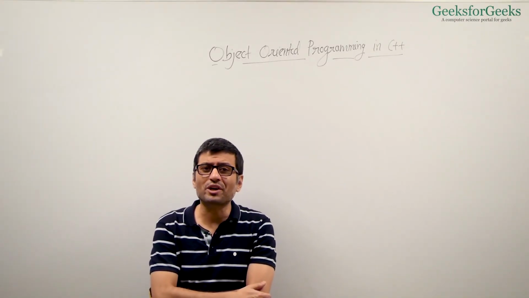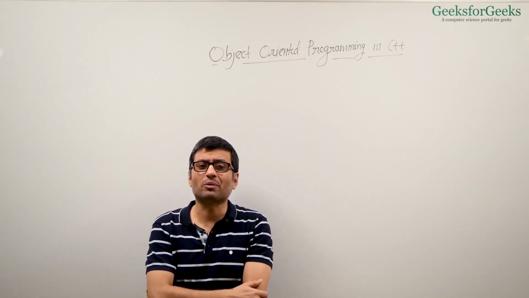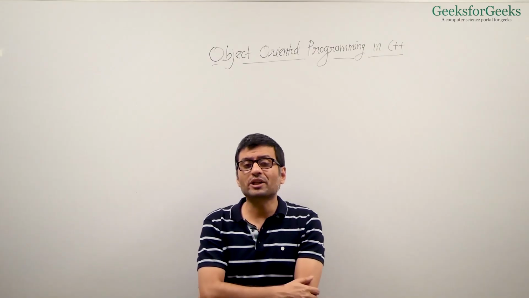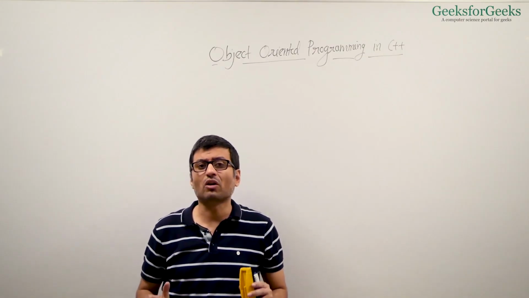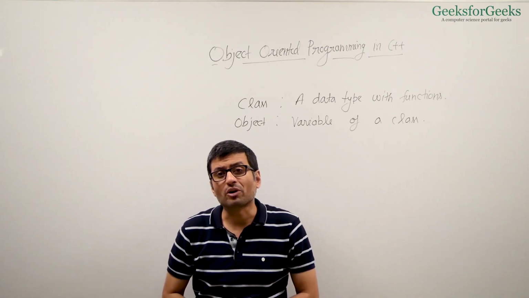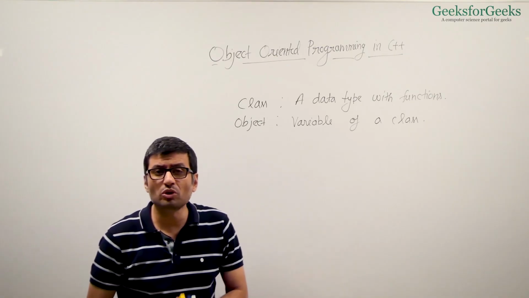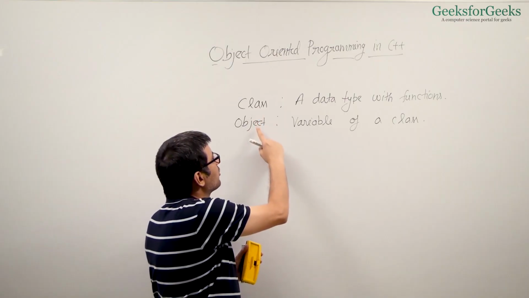Hi, in this video we are going to talk about object-oriented programming in C++. Object-oriented programming is a way to build a software or a program. In object-oriented programming, we see these two terms a lot, class and object.